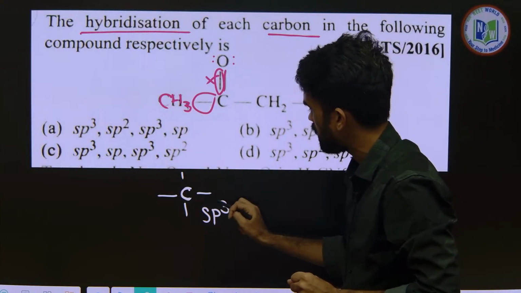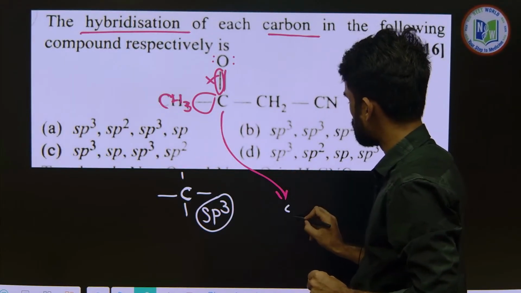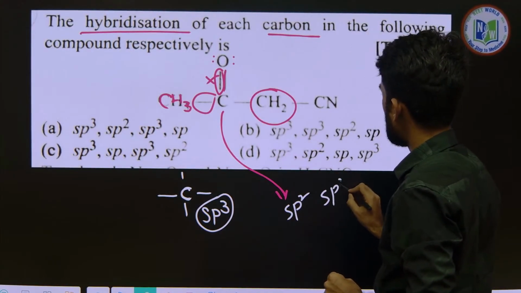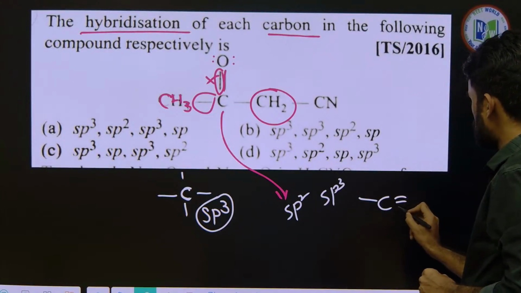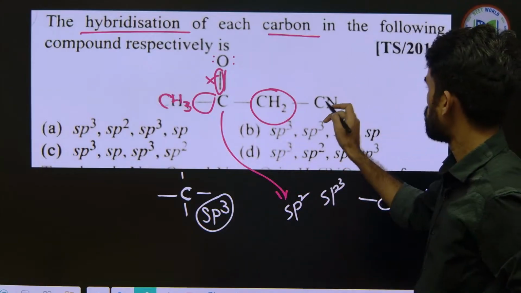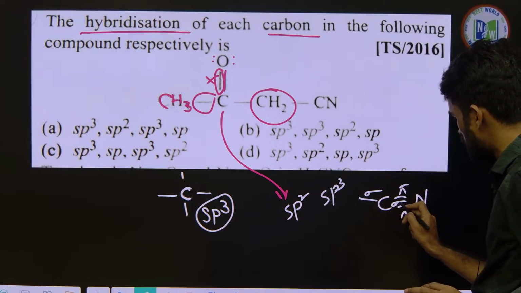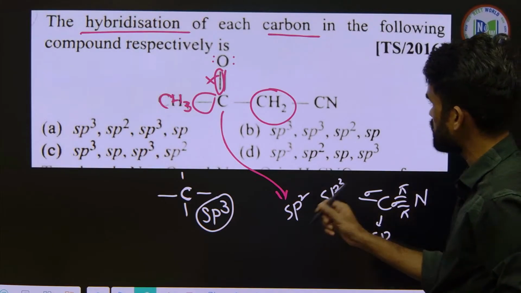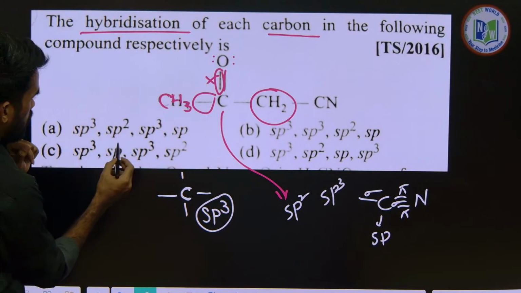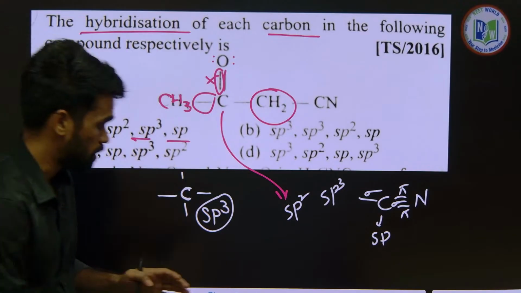4 sigma bonds are there, so sp3, right? And what about this carbon? It has 1, 2, 3, so it is a simple sp2 carbon. And this one has 4 sigma bonds, sp3 again. And what about this C triple bond CN? I am going to show you other topics also, just giving you this basic first. There is 1 sigma bond here, and 2 pi bonds and 1 sigma bond, so this is sp. So based on this, where do we have the option? sp3, sp2, sp3, again sp. So option 1 will be your perfect answer here, right?